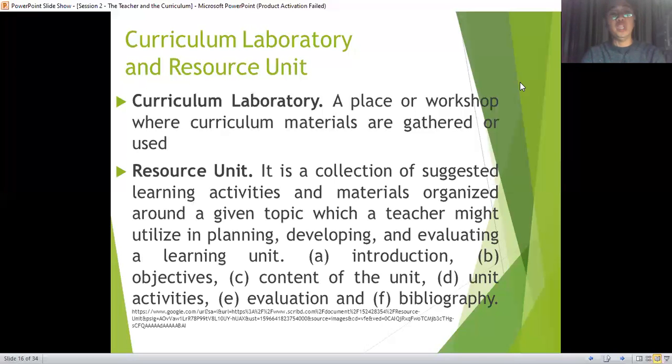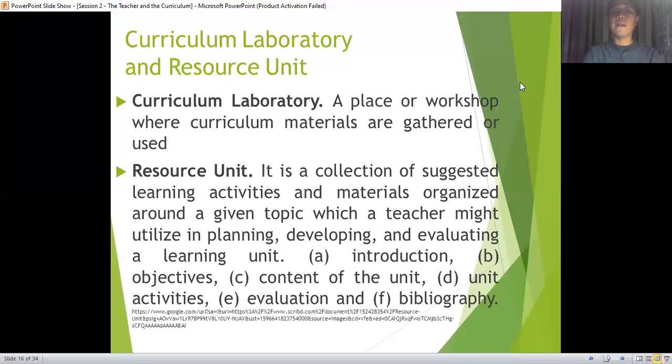Okay, next, resource unit. What do we mean by a resource unit? So on your screen, it says it is a collection of suggested learning activities and materials organized around a given topic, which a teacher might utilize in planning, developing, and evaluating. Now, what are the parts of a resource unit? So A, we have the introduction. Second, we have the objectives. Third, we have the content of the unit. Letter D, the unit activities. Letter E, evaluation. And last is the bibliography, or otherwise known as the list of references you use in deciding for the content of your plan.